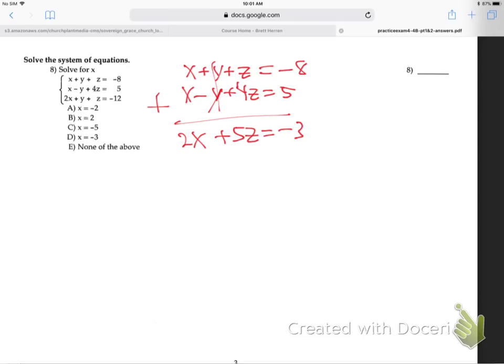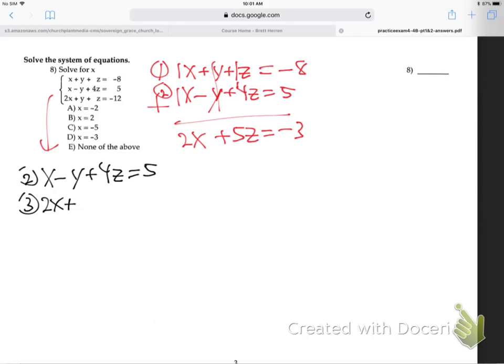Are you with me? 1x and 1x made 2x, and the y's dropped out. That was equation 1 and equation 2. Now let's do equation 2, x minus y plus 4z, and equation 3. Why am I picking them? Because they have opposite y's in the middle, and the y's will drop out. Does everybody see how I'm using this minus y in the middle to add to the equation above it and below it and knock out the y's in both cases? Do you see the strategy there?